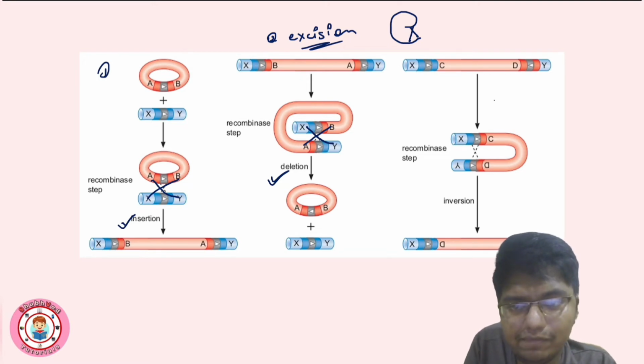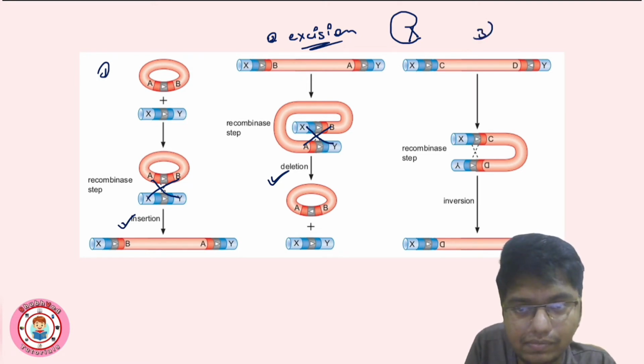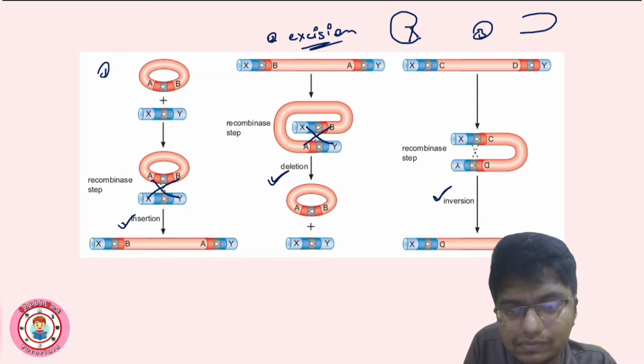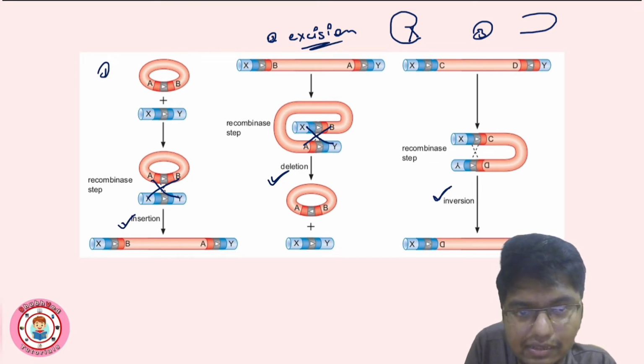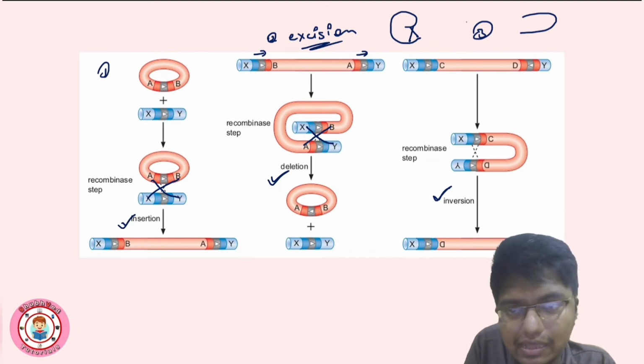In the third case, we can see inversion. Inversion forms a coil-like structure. See the arrows: the arrows point this side only, so this type of coiling has taken place. As well as here, where they are facing towards each other. So here inversion will take place within the same DNA.